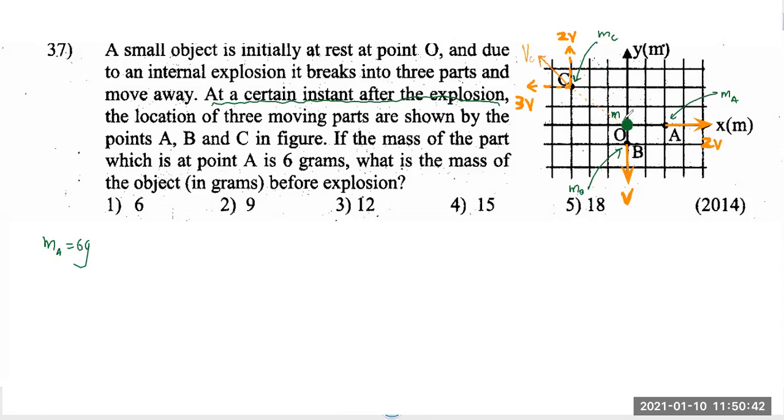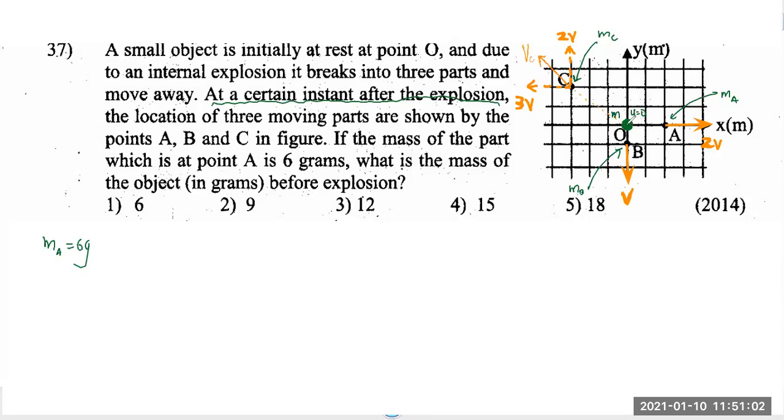Hope you all understood that. Initially, this is the initial object. I'll mark the initial velocity as 0 because initially the object was at rest, correct? And now it has exploded. So there is a momentum towards the right side, and that will be balanced by the momentum towards the left side. There is a momentum downwards, and that momentum must be balanced by the momentum upwards.